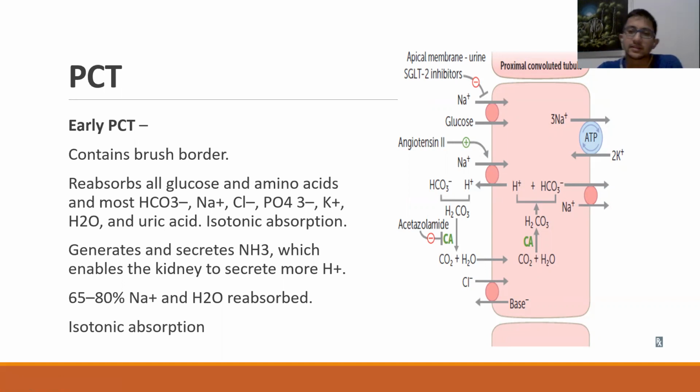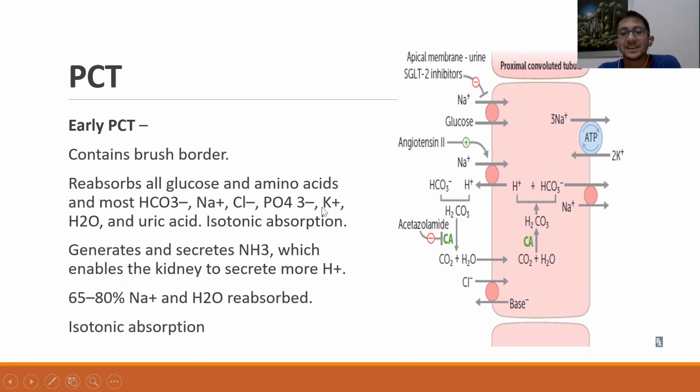And that means that water and ions are reabsorbed in a 1:1 ratio. So if, say, 3 moles of sodium chloride are reabsorbed, an equivalent amount of water is reabsorbed. So the concentration of the urine remains consistent throughout the length of the proximal convoluted tubule. You can see here around 65 to 80% of the sodium and water is reabsorbed. I'm sorry I mentioned it twice here that it's isotonic absorption. But yeah, as I said, repetition helps.